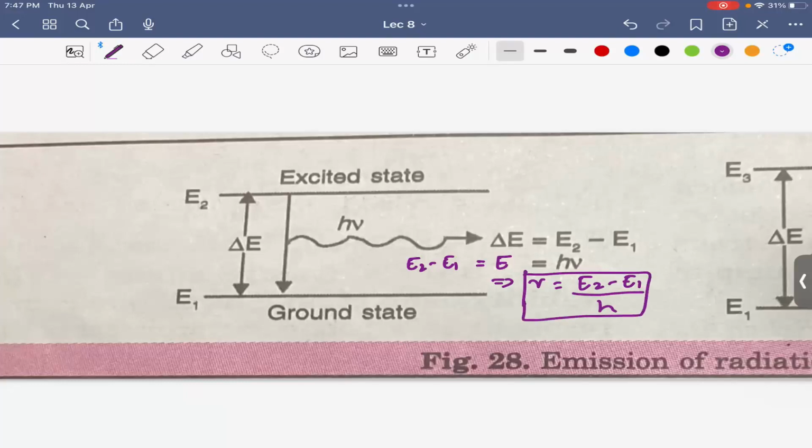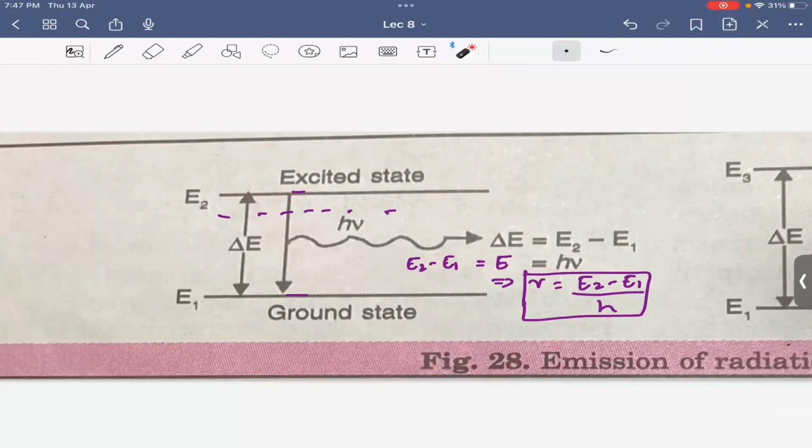And since E1 and E2 can have only definite values for an atom, the energy released will also have a fixed value, because E1 and E2 are fixed. We know that energy levels in between are not possible. Only this energy level and this energy level are possible. Hence the amount of energy released will be a discrete value, and hence the frequency will also be a discrete value. Moreover, the energies of different energy levels are characteristics of the atom.